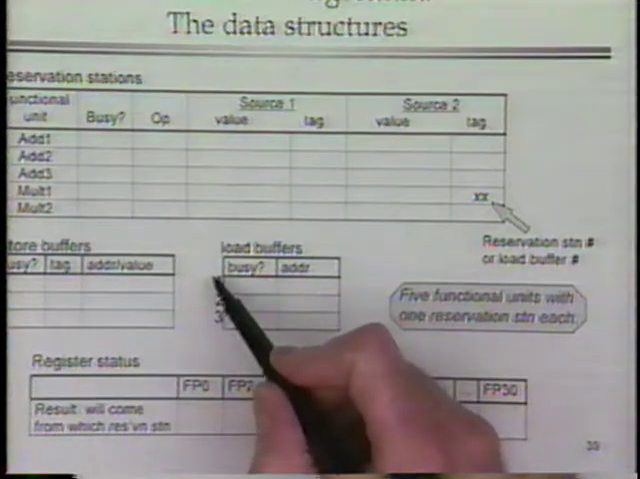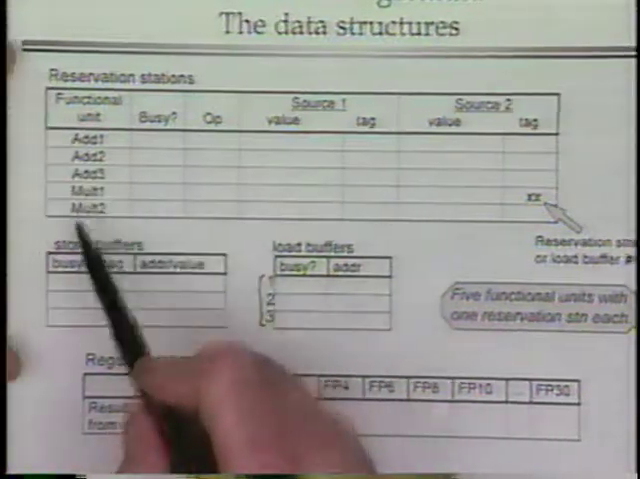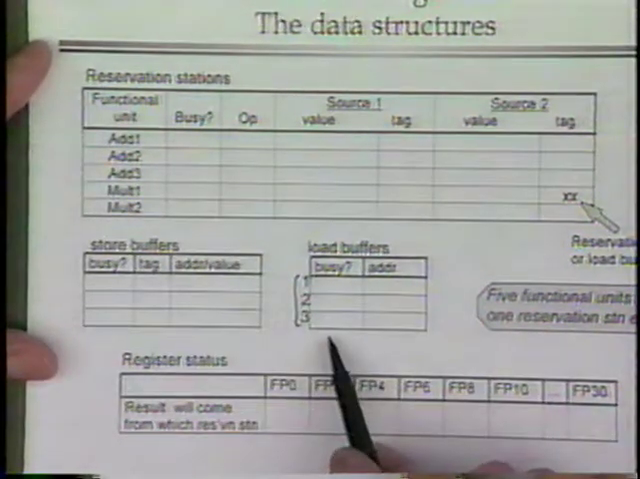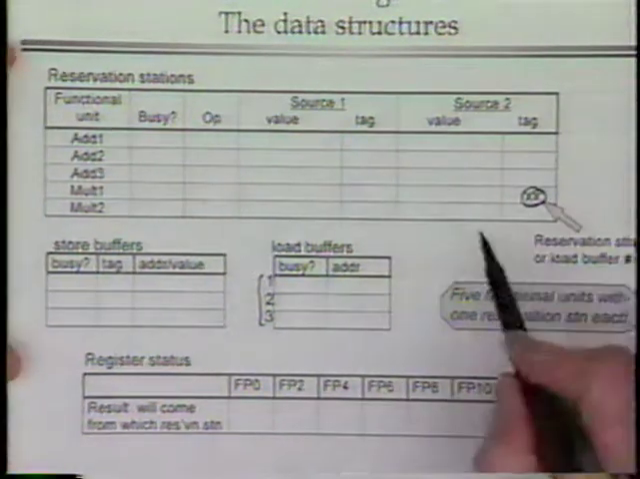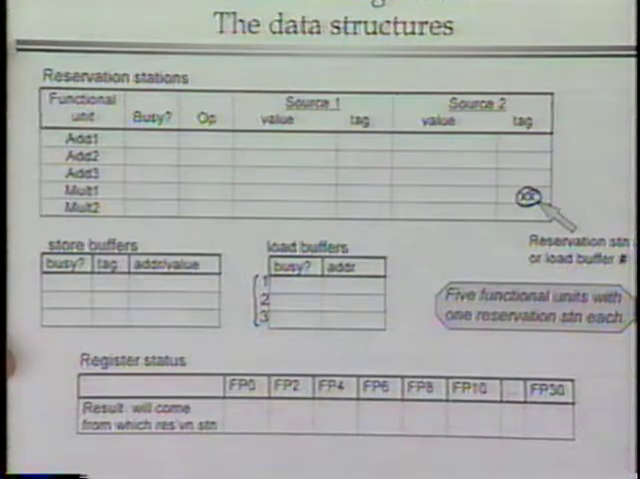So I've marked load buffers here as 1, 2, and 3, and reservation stations by the name, but basically there's got to be some kind of uniform naming sequence that says that this tag can refer to one of these functional units, or it can refer to one of these load buffers.